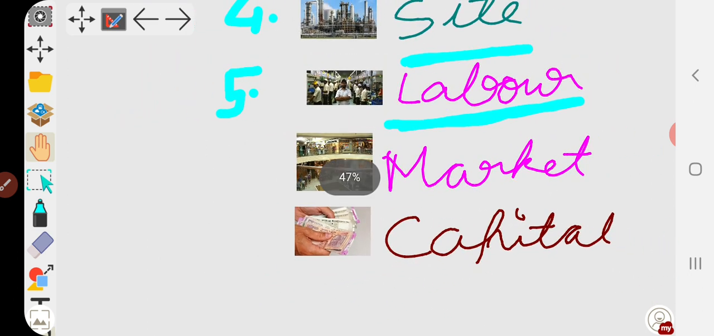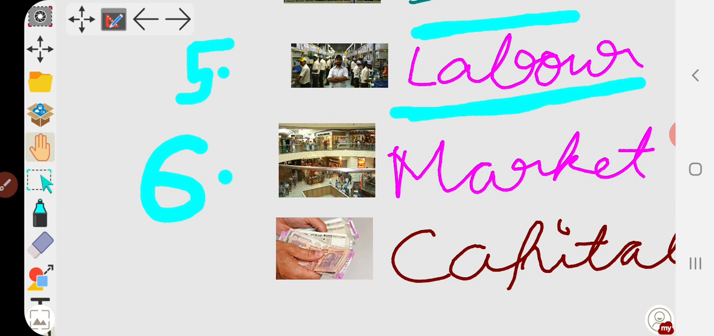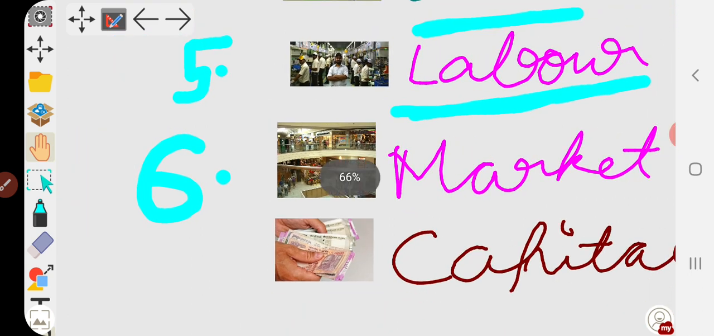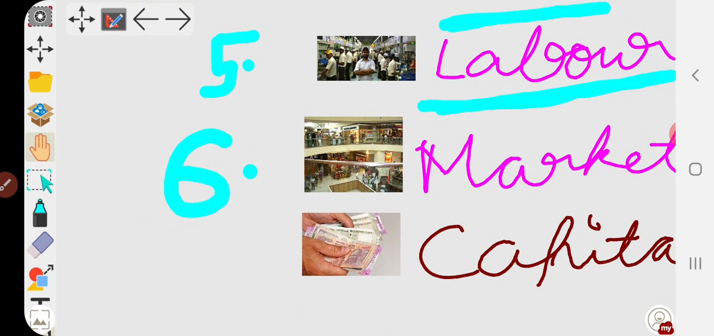Now everything has been produced, but there is no one to consume it, no one is there to buy it. So it will be a total wastage for that industry. So what is it? Nearness to the market. The next factor is related to the nearness to the market, and only then will it be very beneficial for the industry.